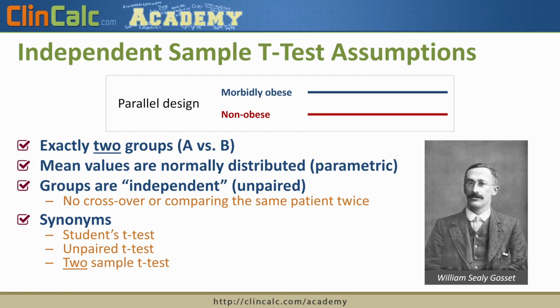Unpaired t-test means that this is not a paired test. Paired testing is where we have a crossover or a pre-post design, and we're not doing that. This is independent. And two-sample t-test is that we're literally sampling two different groups, and we get a different number between the two groups. There are things like a one sample t-test where you compare a sample versus a known average, which we won't talk about here, but all of these names refer to the same thing, which is an independent sample t-test.